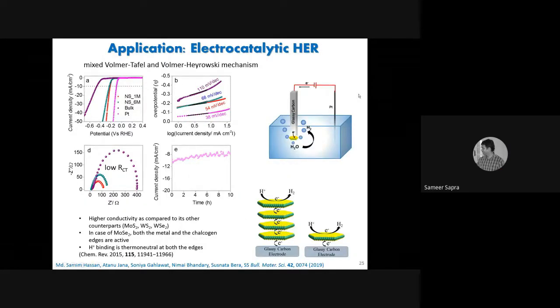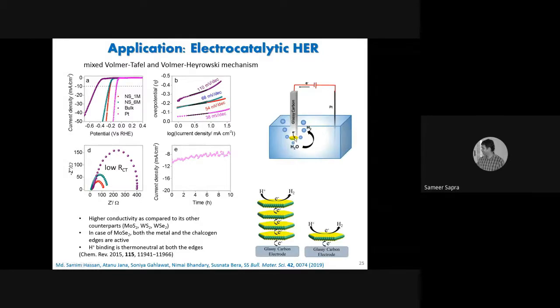So looking at some of these applications, when you have so much of defects, we think of the electrocatalytic HER reaction, the hydrogen evolution. I'm sure some of you might be new to this, so let me tell you how exactly it's done. You take any electrode. We prefer the glassy carbon electrode, but that's not a limitation. You put your material on top of the glassy carbon electrode, and then you take another electrode, which is a standard platinum electrode, and then you start applying a voltage.